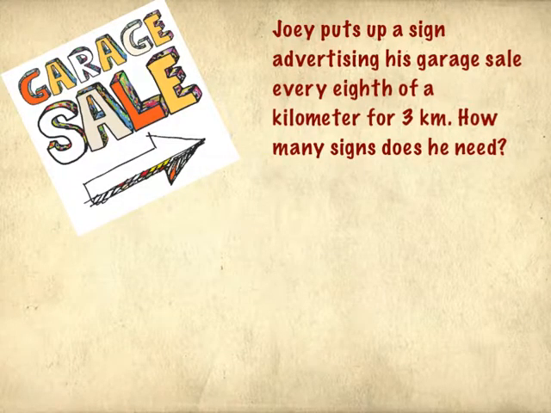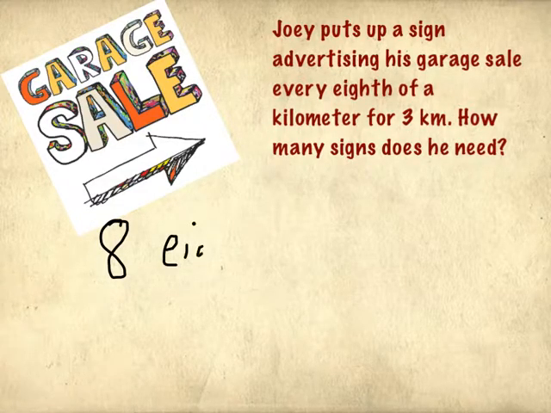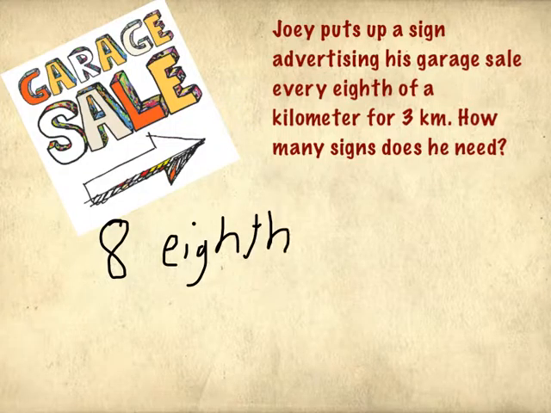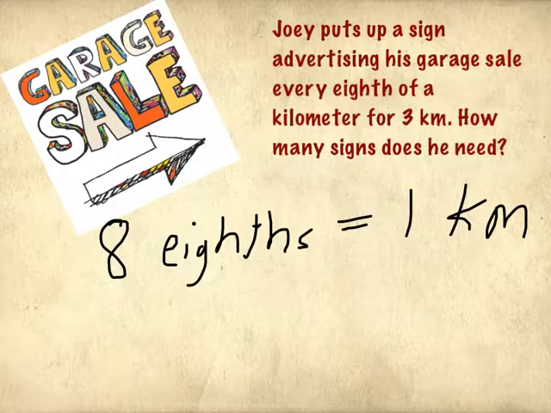Here we have a problem. Joey puts up a sign advertising his garage sale every 1/8 of a kilometer for 3 kilometers. How many signs does he need? All this is really asking me to figure out is how many eighths are in each kilometer. If it's an eighth, that means there are 8 eighths in one whole kilometer. 8 eighths equals 1 kilometer.